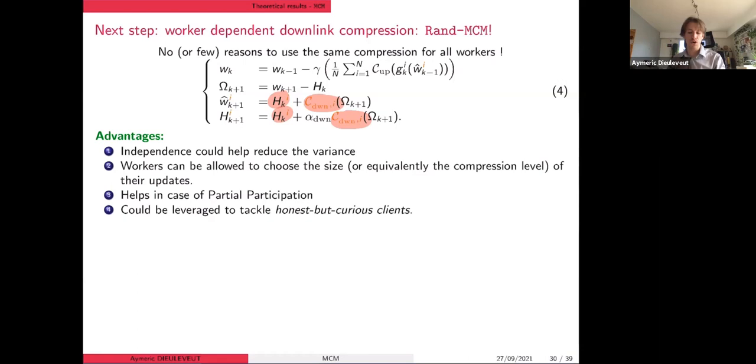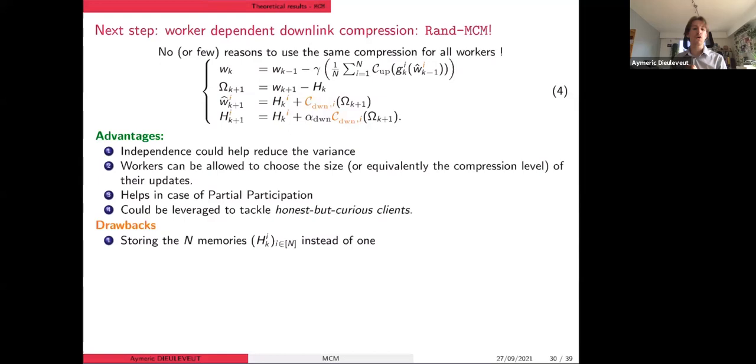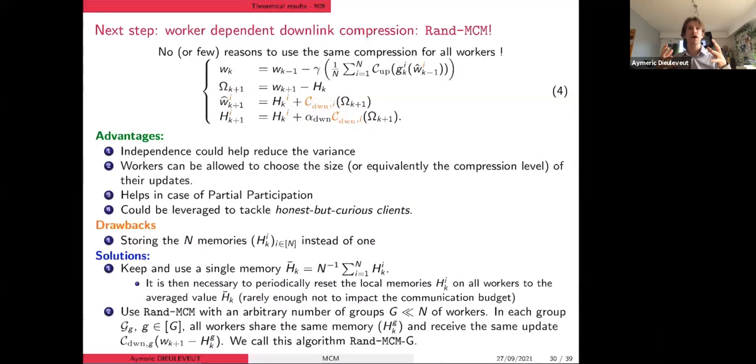And the main drawback is that we have to store n different memories instead of one. One way to solve that is either to use in practice the average memory, which is something that can be done easily, or to limit the number of groups that we make. We make g different groups with g smaller than n, and each group has one memory and one compression operator.